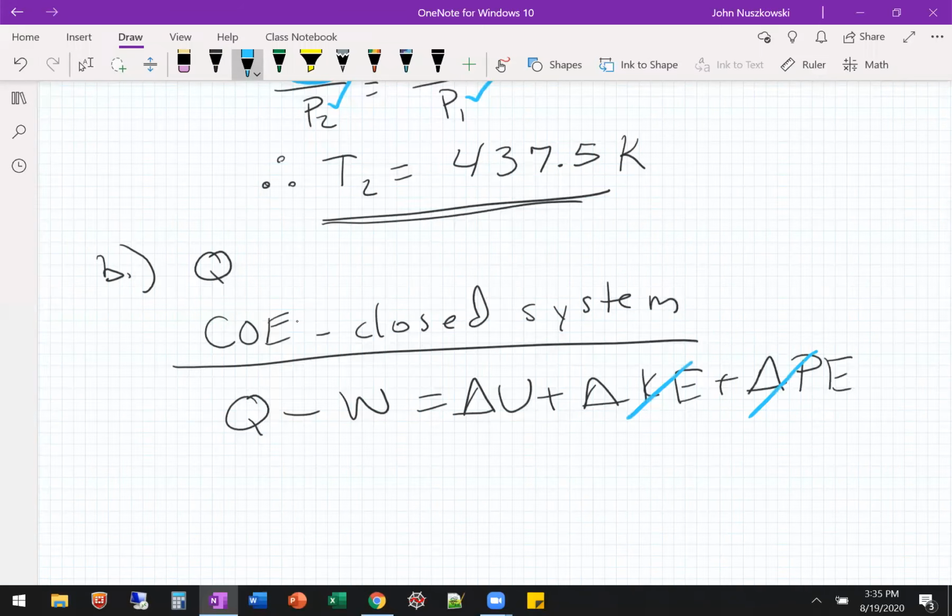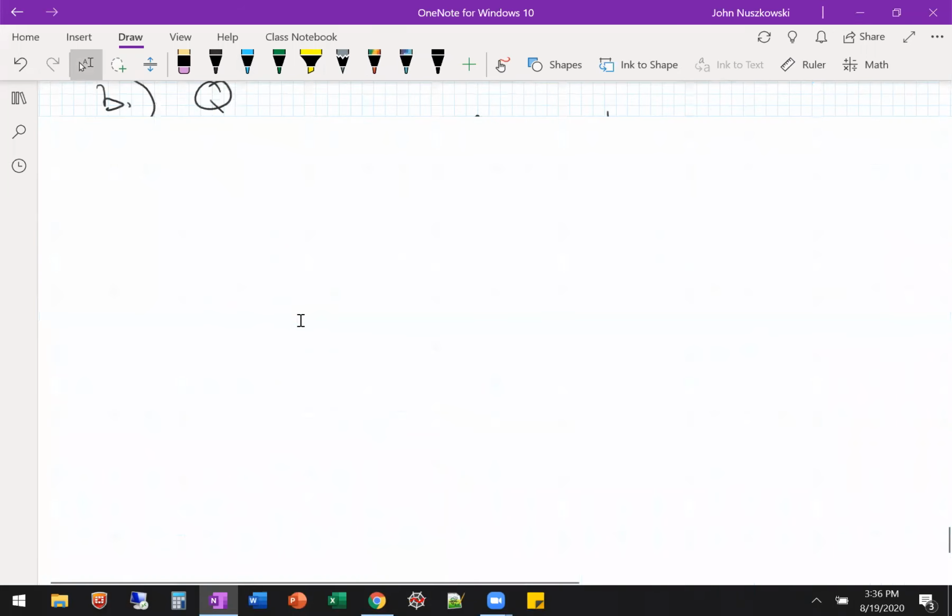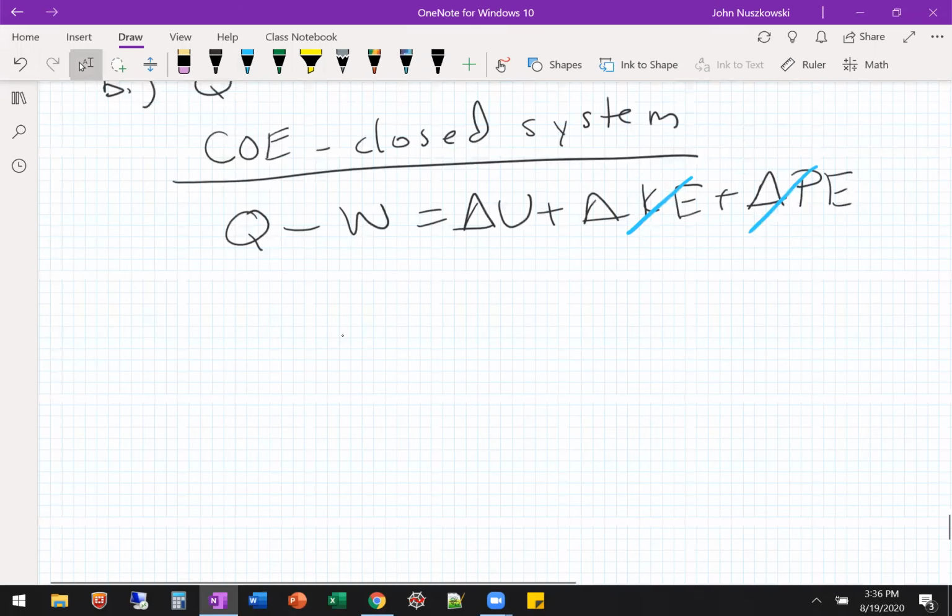We can neglect kinetic and potential energy. We're looking for Q, so we'll just leave it where it is. So all we have is electric power or electric work. There's no boundary work because the boundary's not moving.